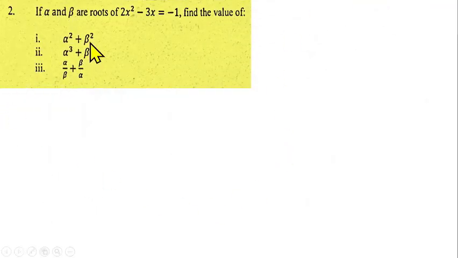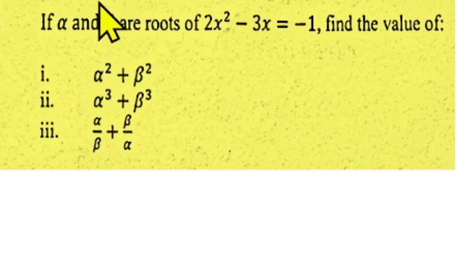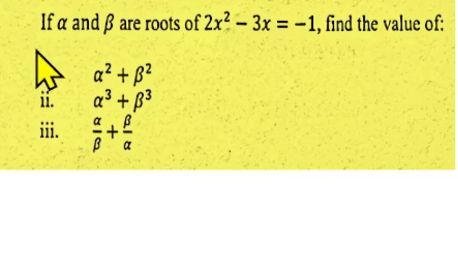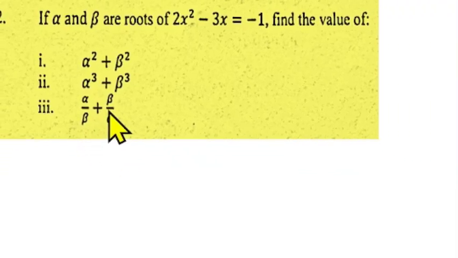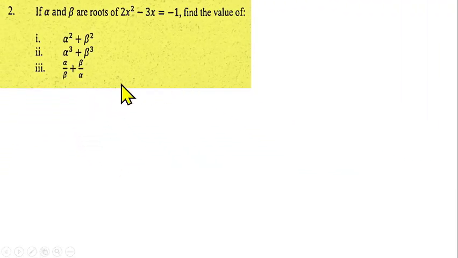Question number 2 is from the quadratic equation. In this case, the sum and product of roots of a quadratic equation is where the question comes from. We are told that if alpha and beta are roots of the quadratic equation 2x squared minus 3x equals minus 1, we have to find the value of alpha squared plus beta squared, alpha cubed plus beta cubed, and alpha over beta plus beta over alpha.